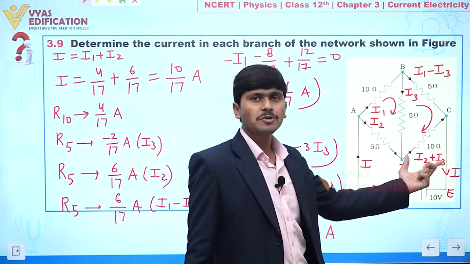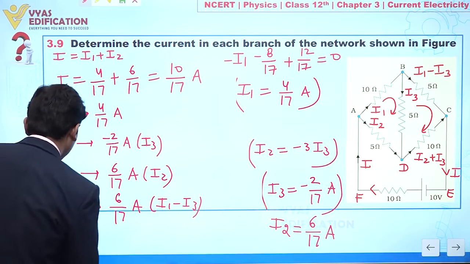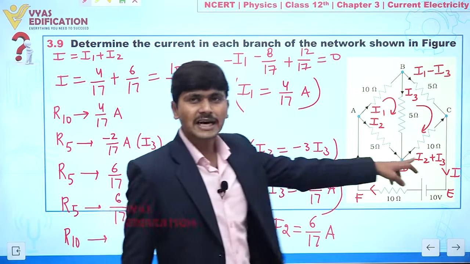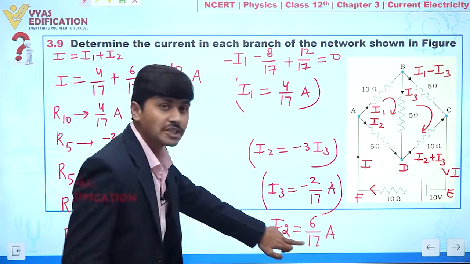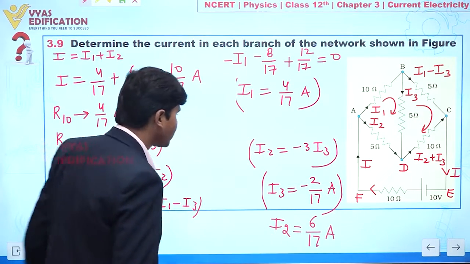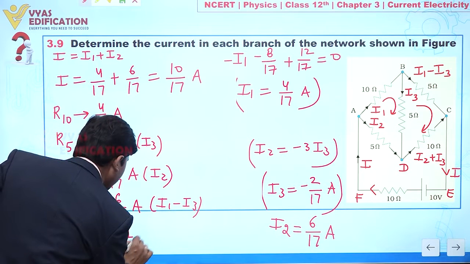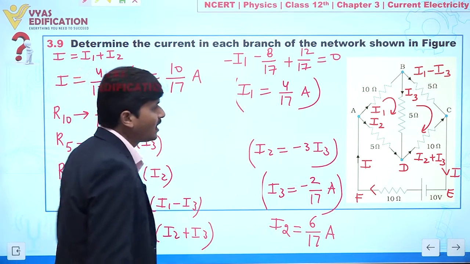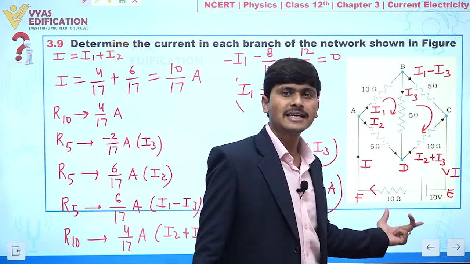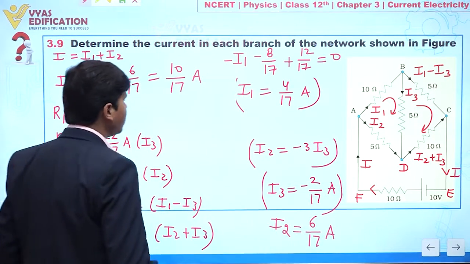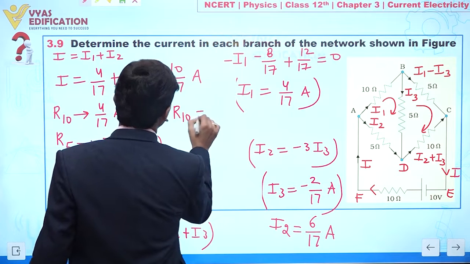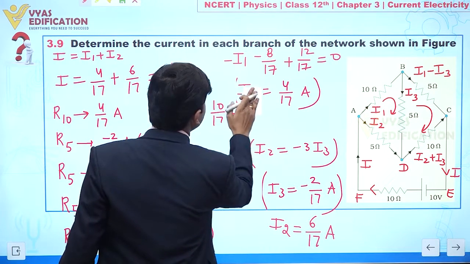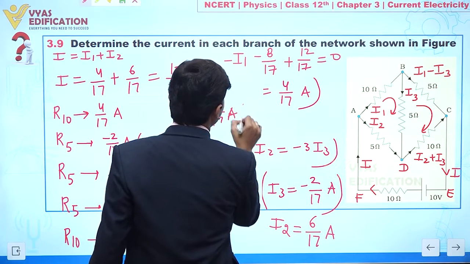If we talk about I2 plus I3, we can calculate it for R10. I2 plus I3 means 6 by 17 plus minus 2 by 17, so this is 4 by 17 ampere. And you know the value of current passing through the 10 ohm resistor: I is equal to 10 by 17 ampere.